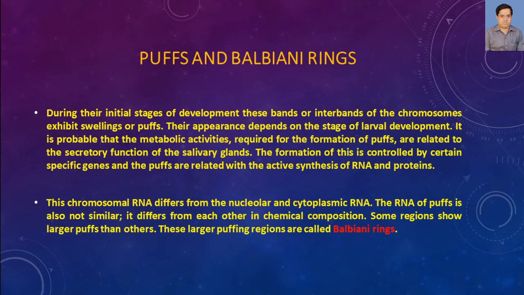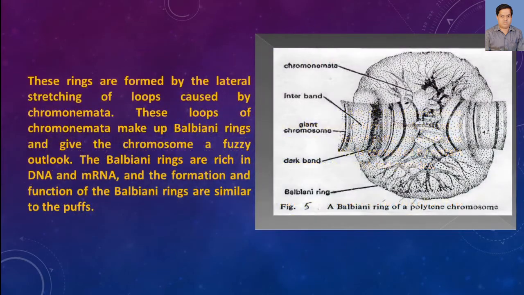The chromosomal RNA, which has separated in the form of puffs, is very different from the nucleolar RNA or the cytoplasmic RNA. The RNA of the puffs is also not similar. It differs from each other in chemical composition. Some regions of the puffs, that is larger puffs, show larger puffing, and these regions are called Balbiani rings. So what is a Balbiani ring? It is the puffs which have become larger than the normal puffs. So these puffs, which are very large in size, are called Balbiani rings.